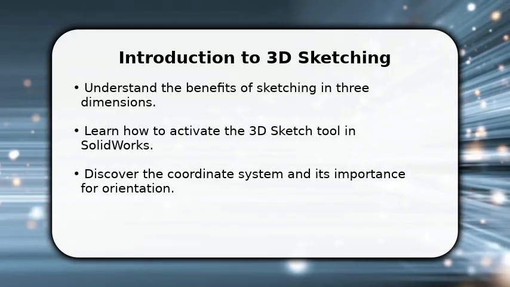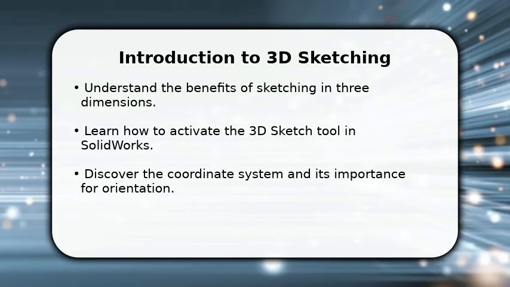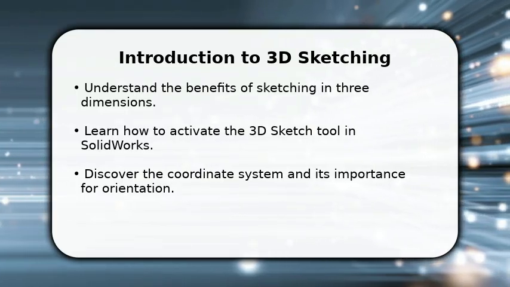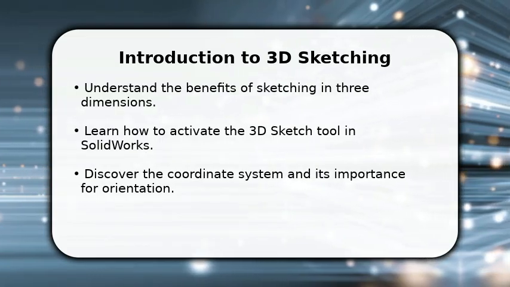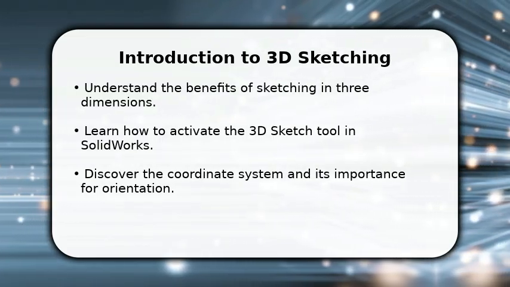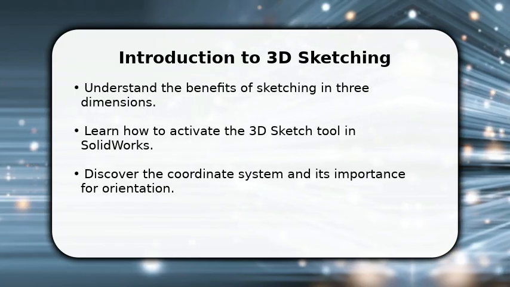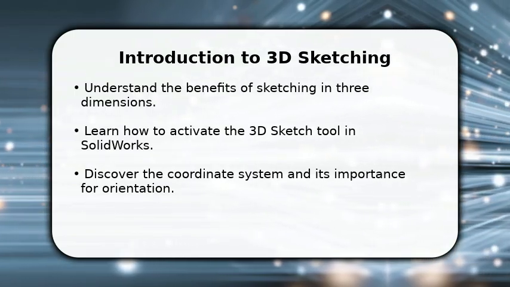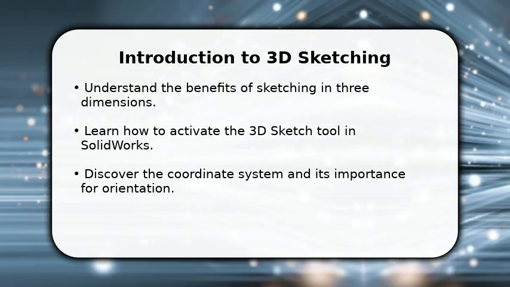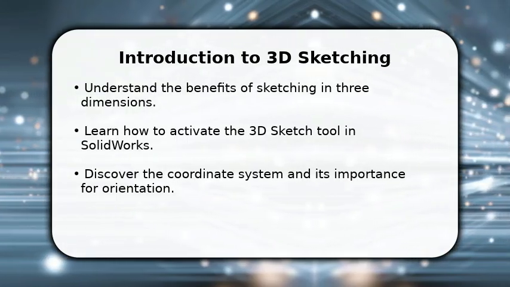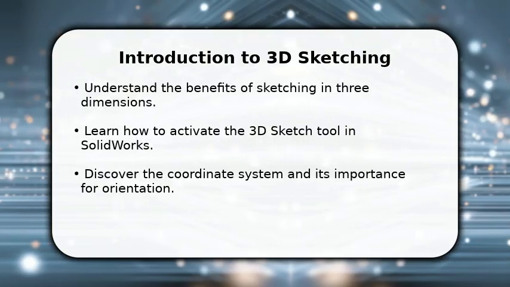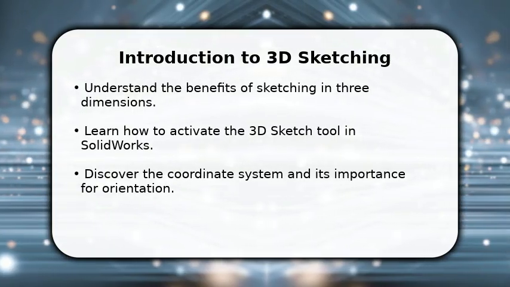In this video, I will explain how to use three-dimensional sketch in SolidWorks. To begin, navigate to the Sketch tab and select the three-dimensional sketch command. This allows you to draw lines, arcs, and splines directly in three-dimensional space, which is incredibly useful for complex designs. Understanding the X, Y, and Z axes is crucial for precise placement and orientation of your sketch entities.